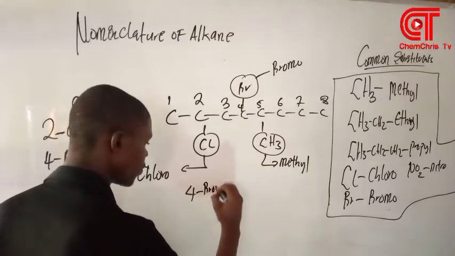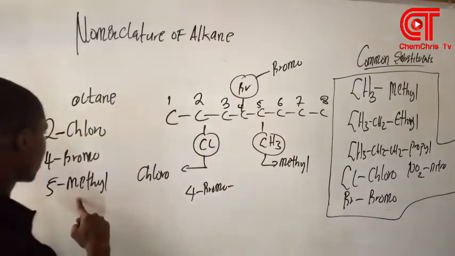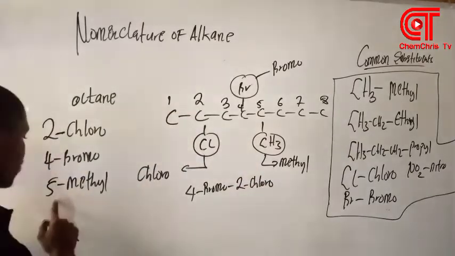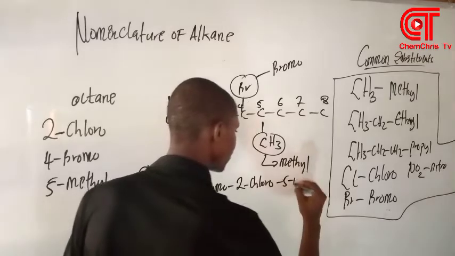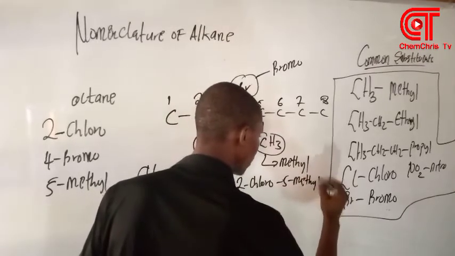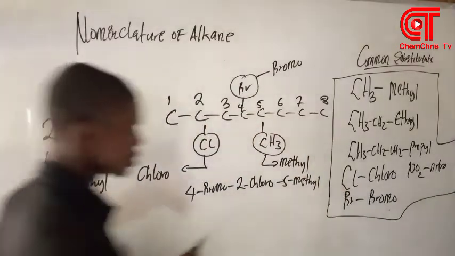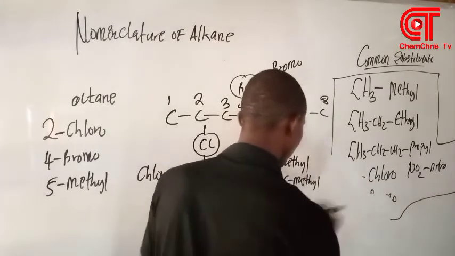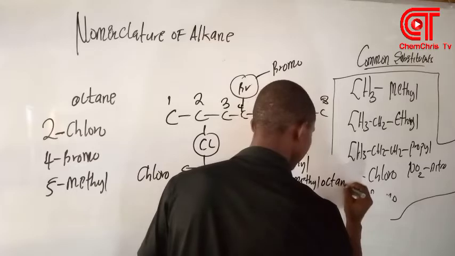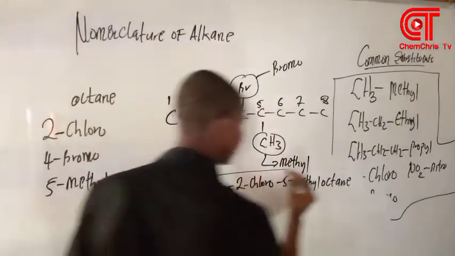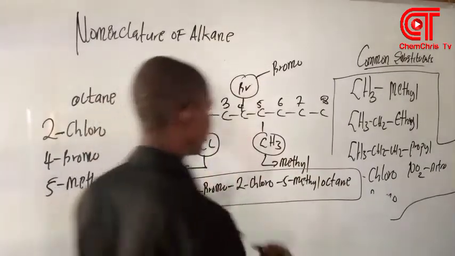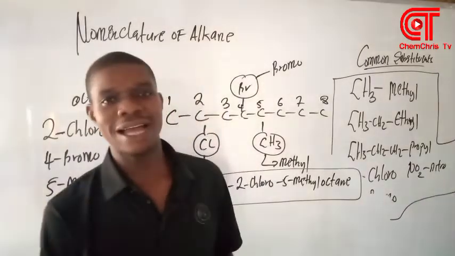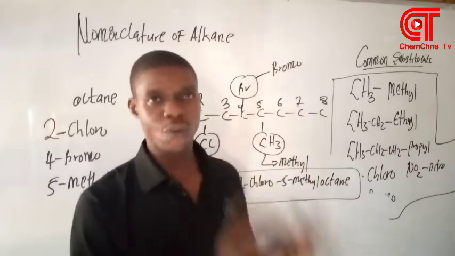4-bromo. Here we have what? 2-chloro. Here we have what? 5, what? Methyl. Then here we have what? Octane. That is the name of the compound. So you can see how easy it is here. Now let's start practicing questions.